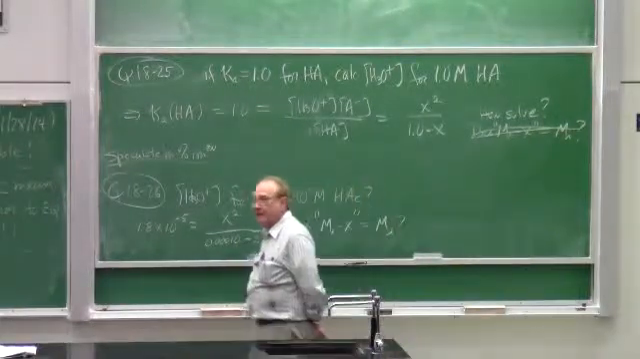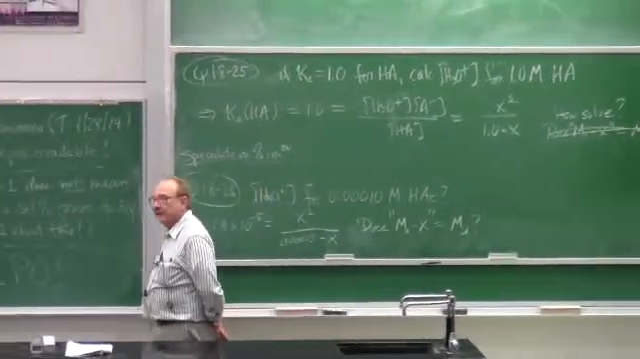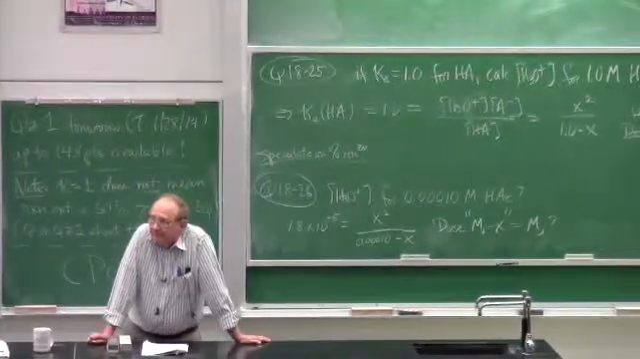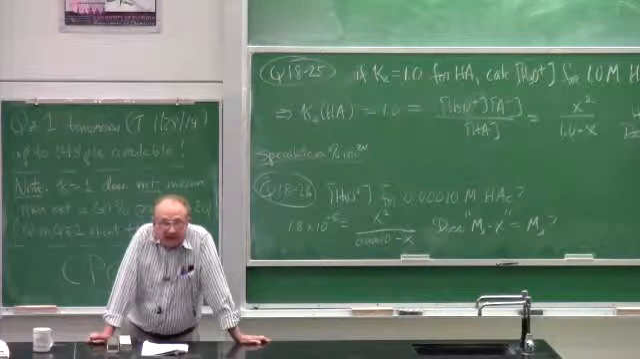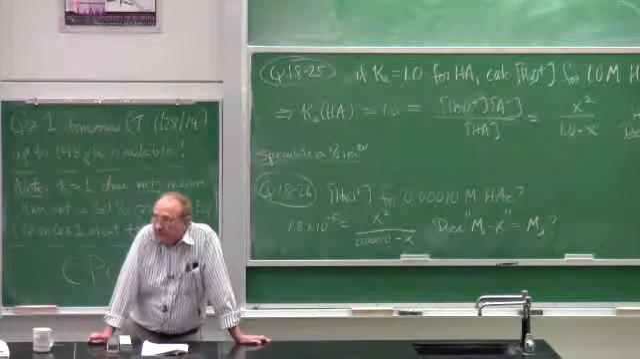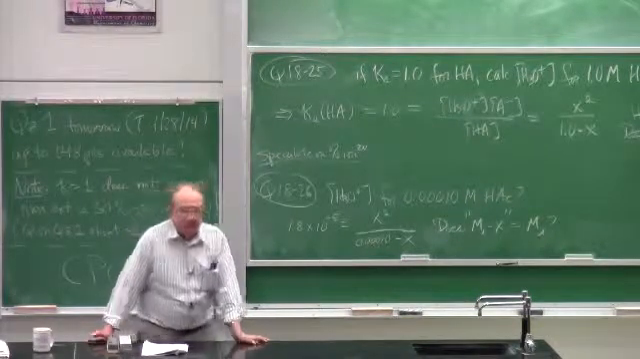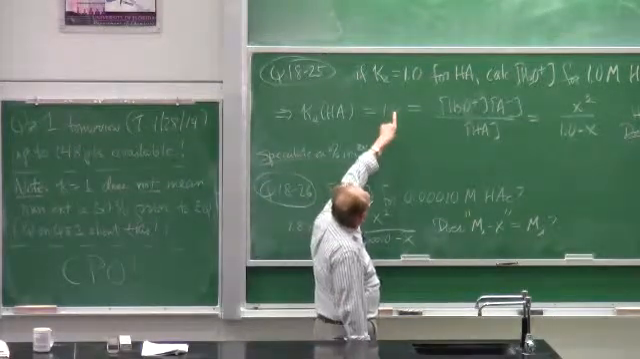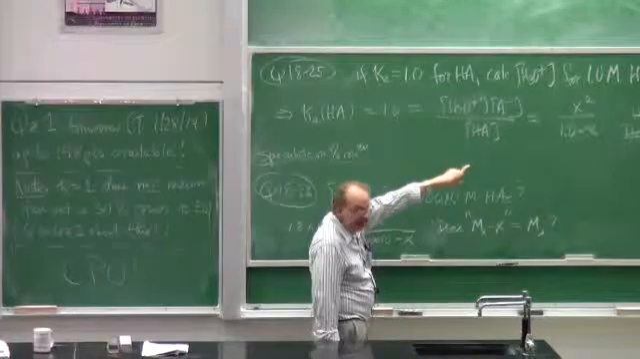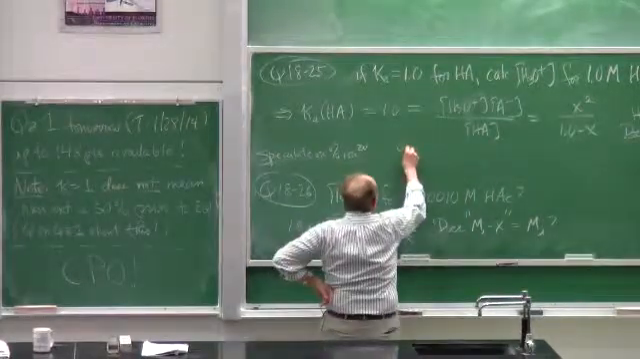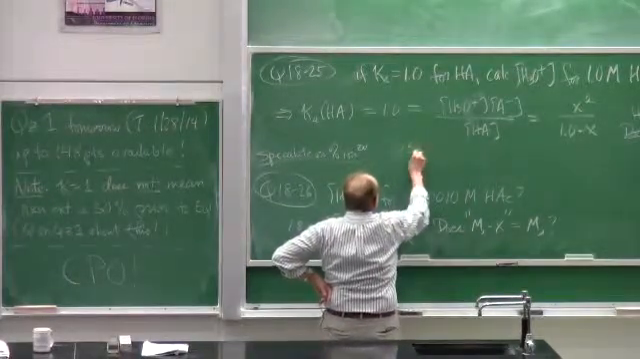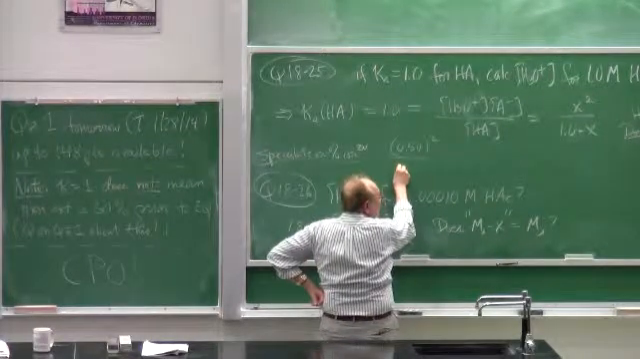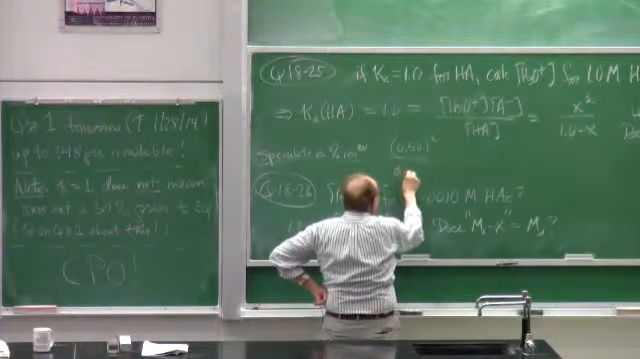Well, if I speculate on 50%, how does x compare to m sub I? Half of m sub I, isn't it? Isn't 50% of something half of something? Good. And this is 1.0 molar HA. So up top I'll have 0.50 squared divided by 0.50.